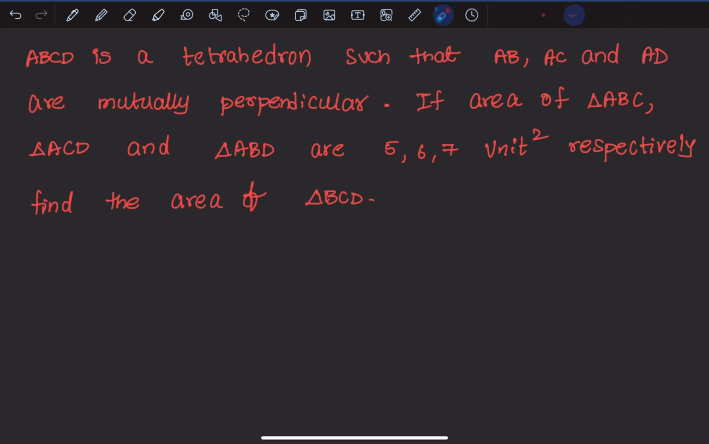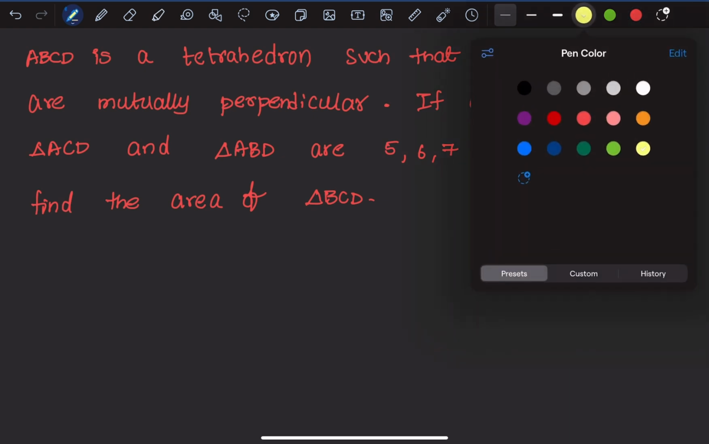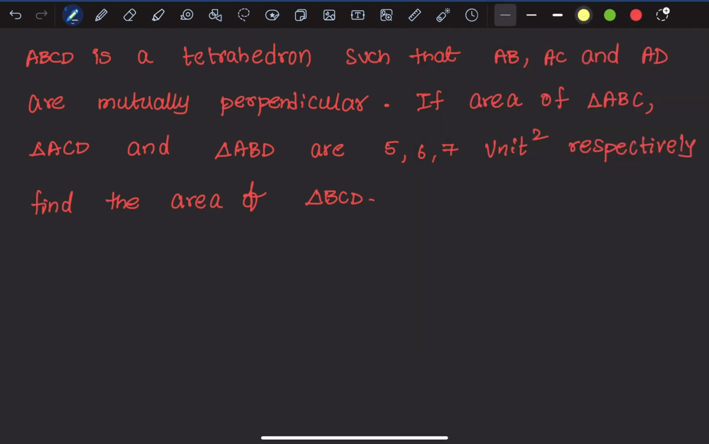So let us move to the next question. Here we have a question from 3D geometry. ABCD is a tetrahedron such that AB, AC and AD are mutually perpendicular. Whenever you come across a statement where 3 lines are mutually perpendicular, you imagine the coordinate axes. So let us say A is here, B is here, C is here, D is here.